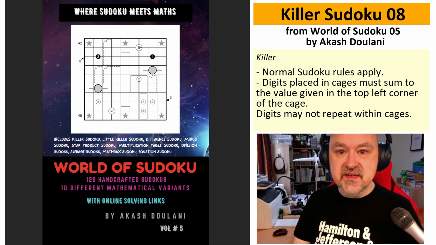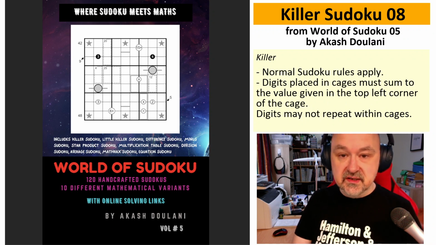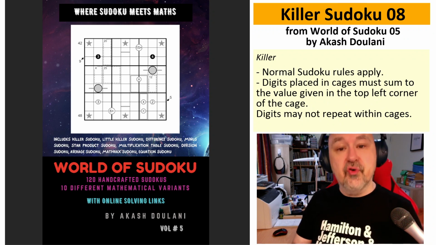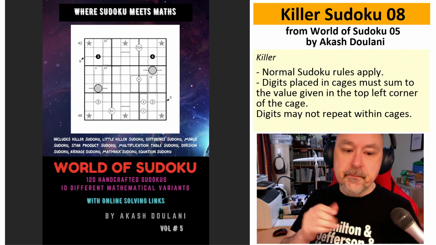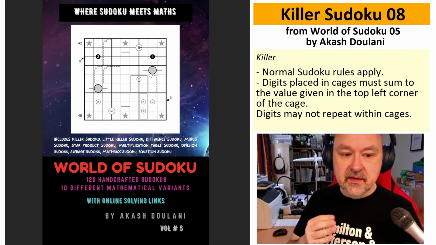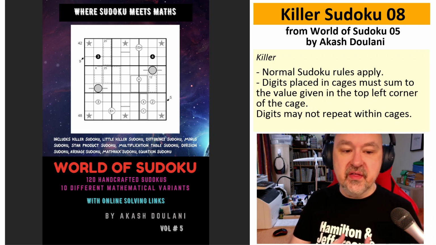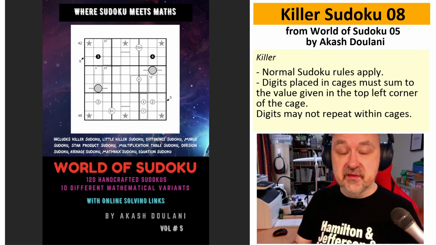But yes, attempting something like a killer Sudoku or a little killer Sudoku was something I was prepared to take on, one of the easier ones. I am trying to get better at the harder ones, but even though I'm going to be trying one of the easier, more well-known variants, and killer is probably the most popular Sudoku variant that there is, I'm going to be using my calculator for this.